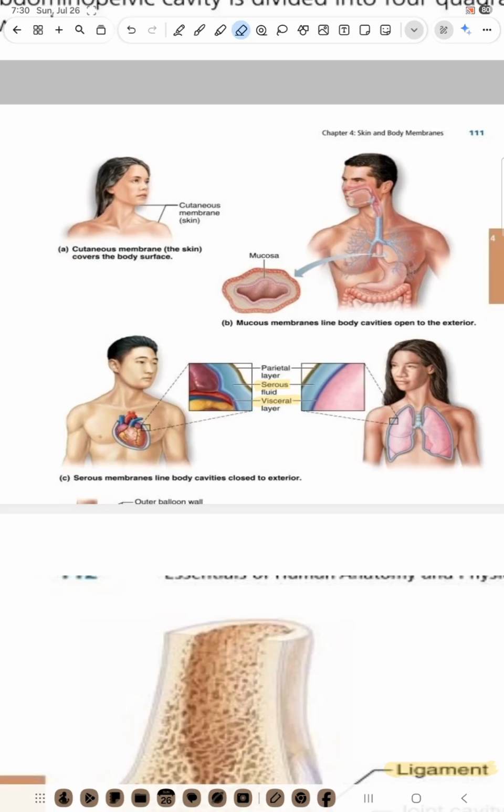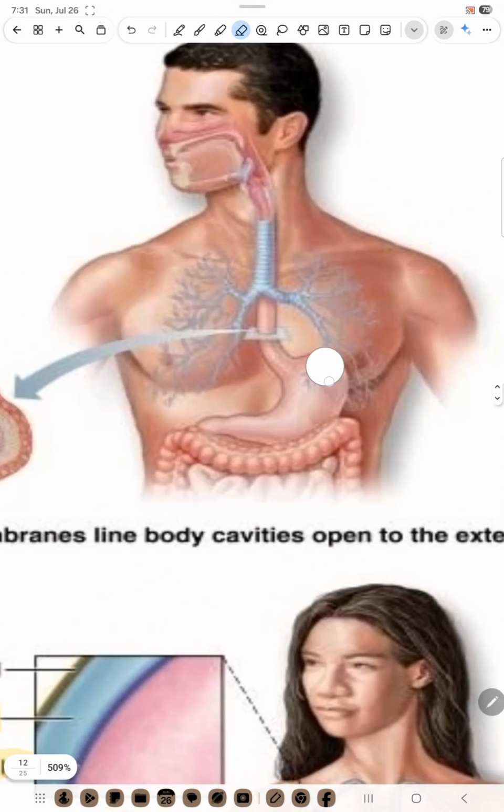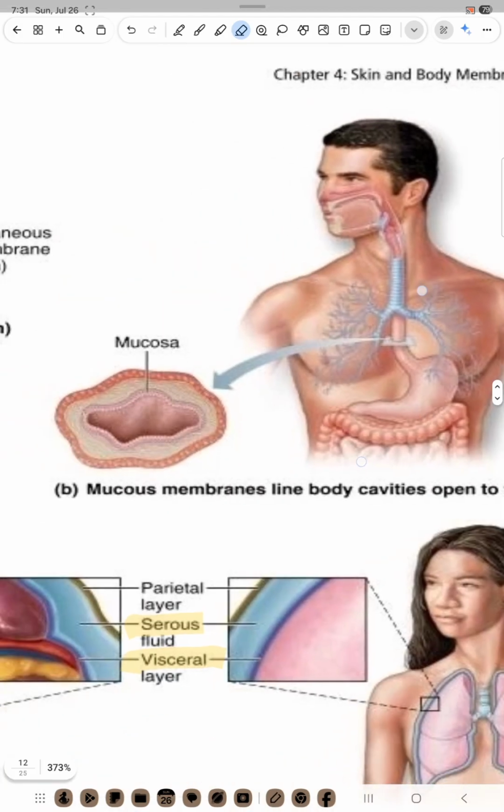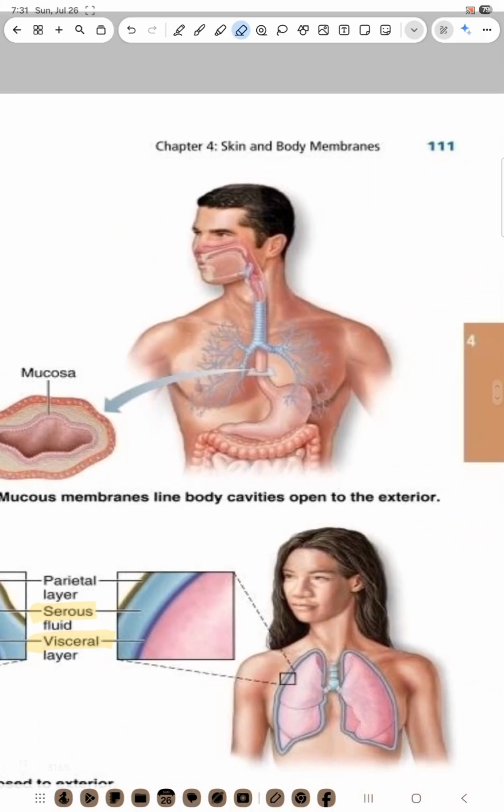Such as those hollow organs of the respiratory tract, the tubes there, that is the mucosa. In our digestive tract, of course, also, that is the mucosa, which is the opening to the exterior. That is where our food and air pass through. The mucosa opens to the exterior, so things can leave our body, such as in our urinary and reproductive tracts.